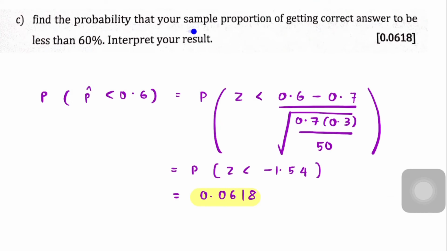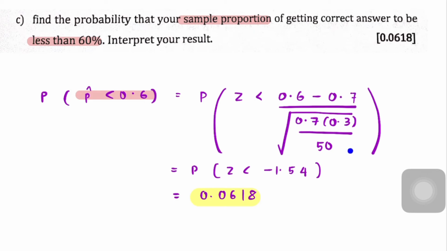For part C, find the probability that your sample proportion of getting correct answers is less than 60%. Interpret your result. So this one, you will have the probability of P hat less than 0.6 because you are having a sample proportion less than 60%. So this is the symbol, P hat is less than 0.6.